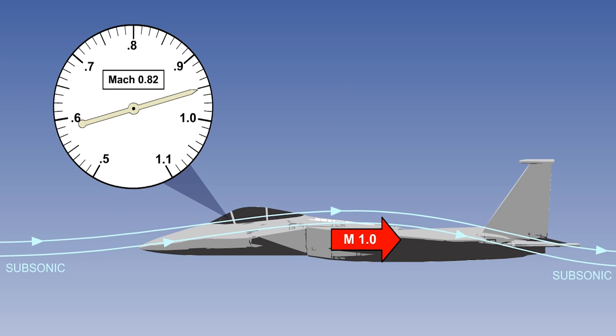If an aircraft's speed approaches the speed of sound, there will be a Mach number at which the speed of the airflow over some parts of the airframe, usually the point of maximum thickness of the aerofoil, first reaches the speed of sound. This Mach number is called the critical Mach number, or M-crit.